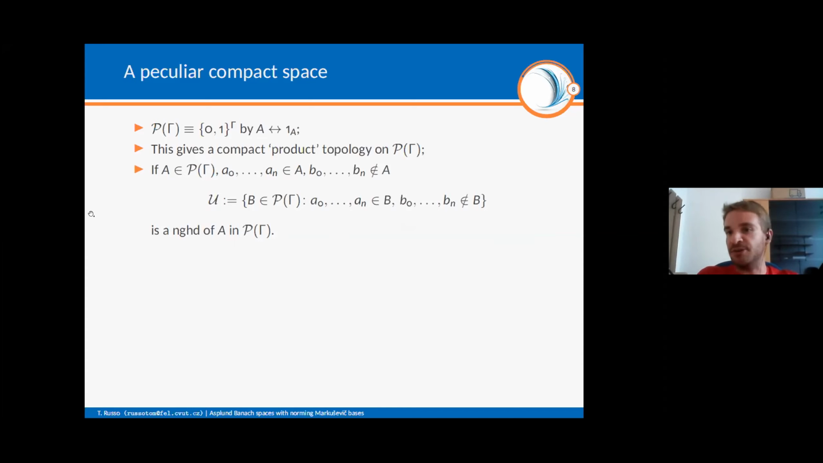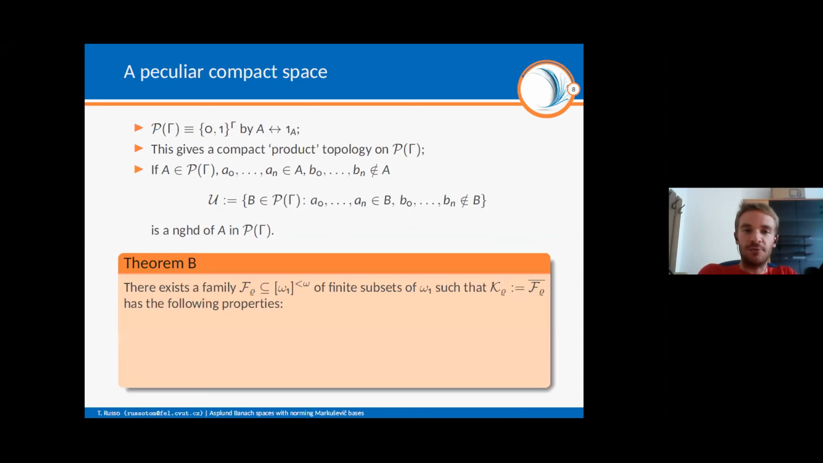So finitely many coordinates. This could probably have even been skipped, I don't know. So why did I record that? Well, because this compact K that I mentioned to exist before satisfies the following properties. So we were able to build a family F_rho of finite subsets of omega 1. So we have lots of finite subsets of omega 1, such that when we pick the closure of this collection in the pointwise topology, then this family has the following properties.